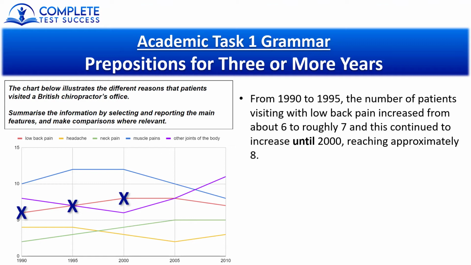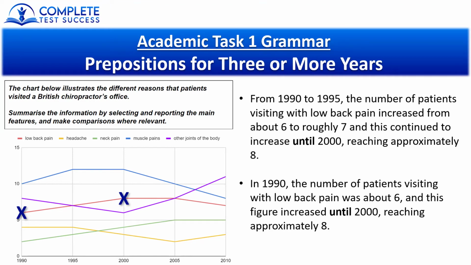We're just supposed to focus on the key features. And because nothing really significant happened in 95, it's better not to actually mention that in our answer. Instead, we would say, in 1990, the number of patients visiting with low back pain was about 6, and this figure increased until 2000, reaching approximately 8. And then there are several ways that we can describe the final year in the chart.